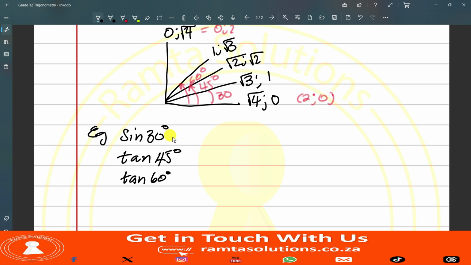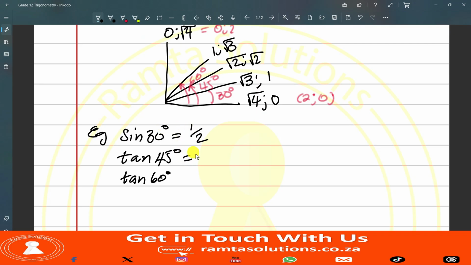So if I look at it here, opposite is this value here, which is y. So sine will be y over hypotenuse, and the hypotenuse using this figure here is always 2. So opposite for 30 degrees is y, which is 1 in other words. So this is 1 over 2. On your calculator, if you press sine 30 degrees, you will find half.